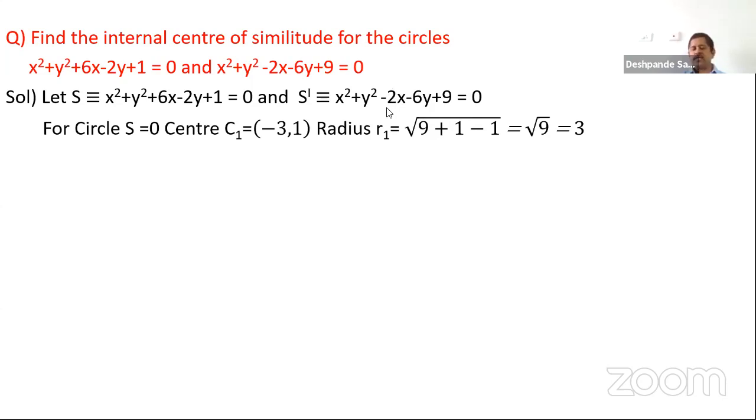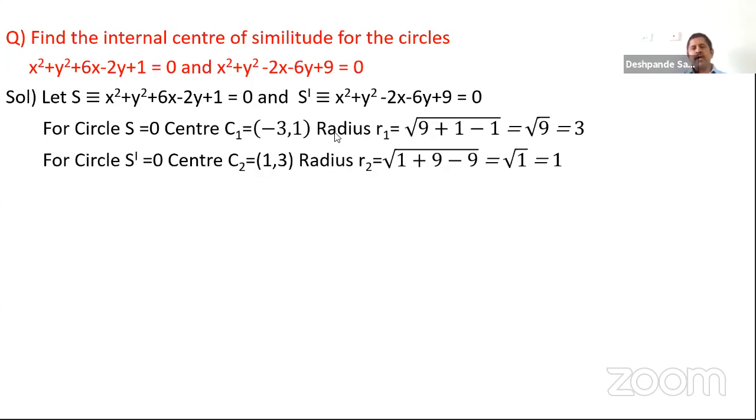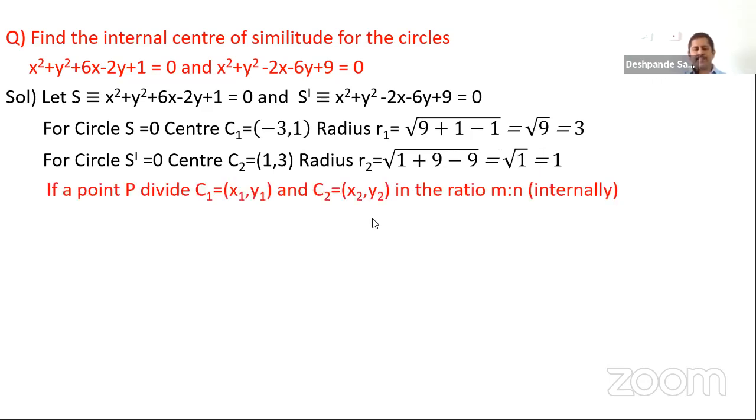Change the sign, it is plus 1. Then half of this is minus 3. Change the sign, plus 3. So the center should be (1, 3). And the radius is the square root of g squared plus f squared minus c, which is 1 plus 9 minus 9. So you get plus 9 here, so minus 9 here. So 1 plus 9 minus 9, the square root of 1, which is 1. So you got radius R1 as 3 and R2 as 1.